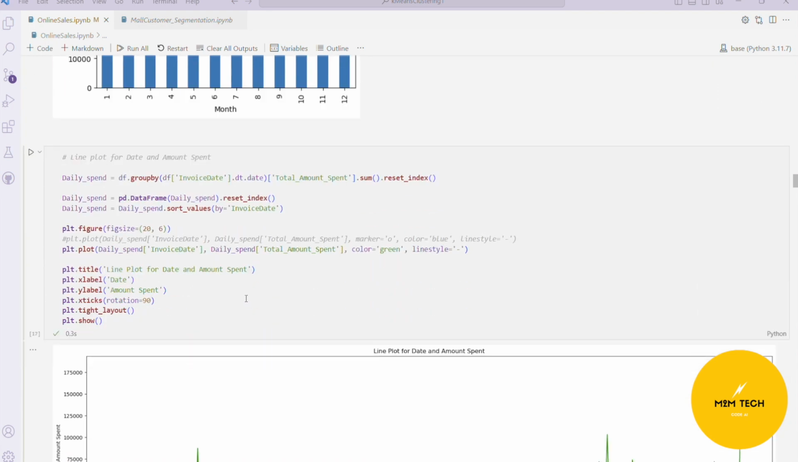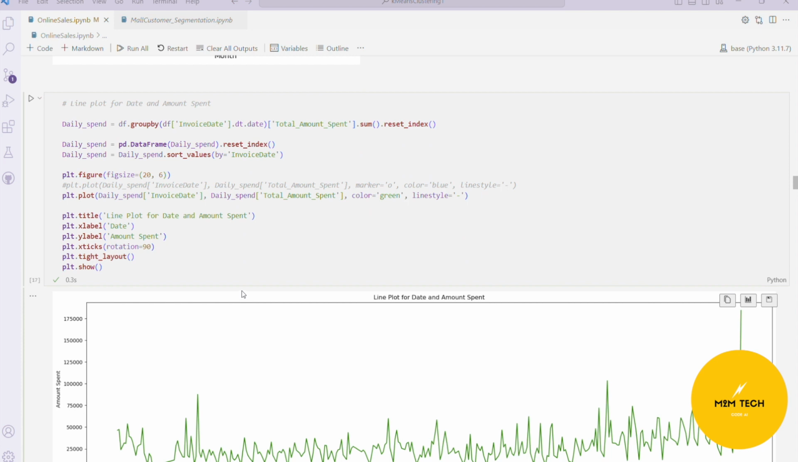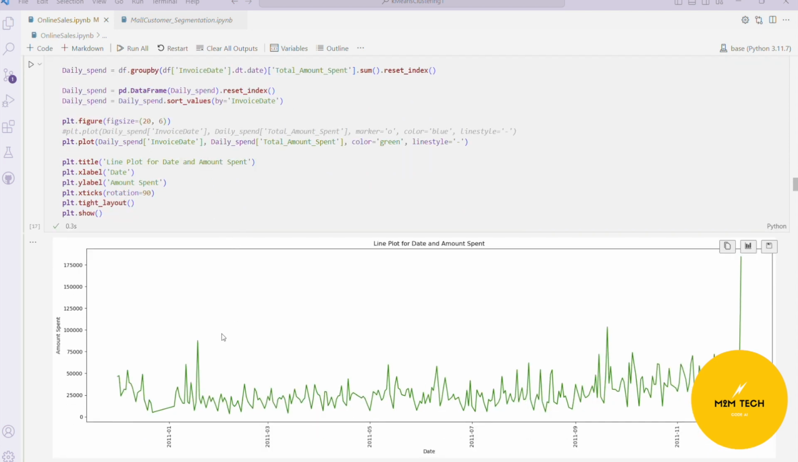And then finally I wanted to understand the trend of daily spend in the data set, and I plotted the line plot for date and amount spent, and I could see that yes, it seems fairly stable, and then it starts to climb up a bit at the end of September 2011, and it kind of remains like that.